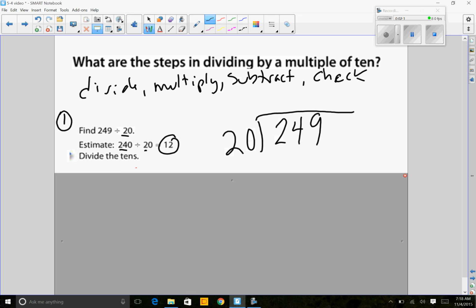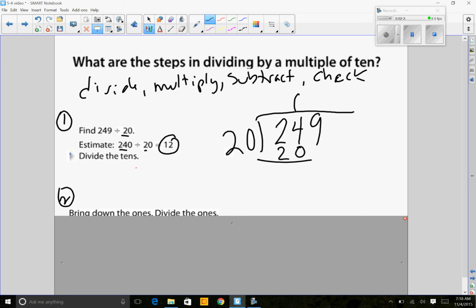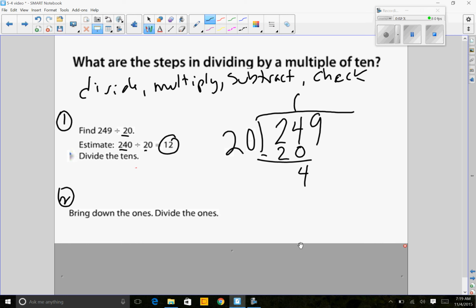And we're going to think to ourselves, how many 20s are there in 24? Well, there's only 1. So 1 times 20 is 20. So we divided, we multiplied. Now we're going to subtract, and we get 4. And now we're going to check. And 4 is lower than 20. Okay. Then it says bring down the 1s and divide by the 1s.